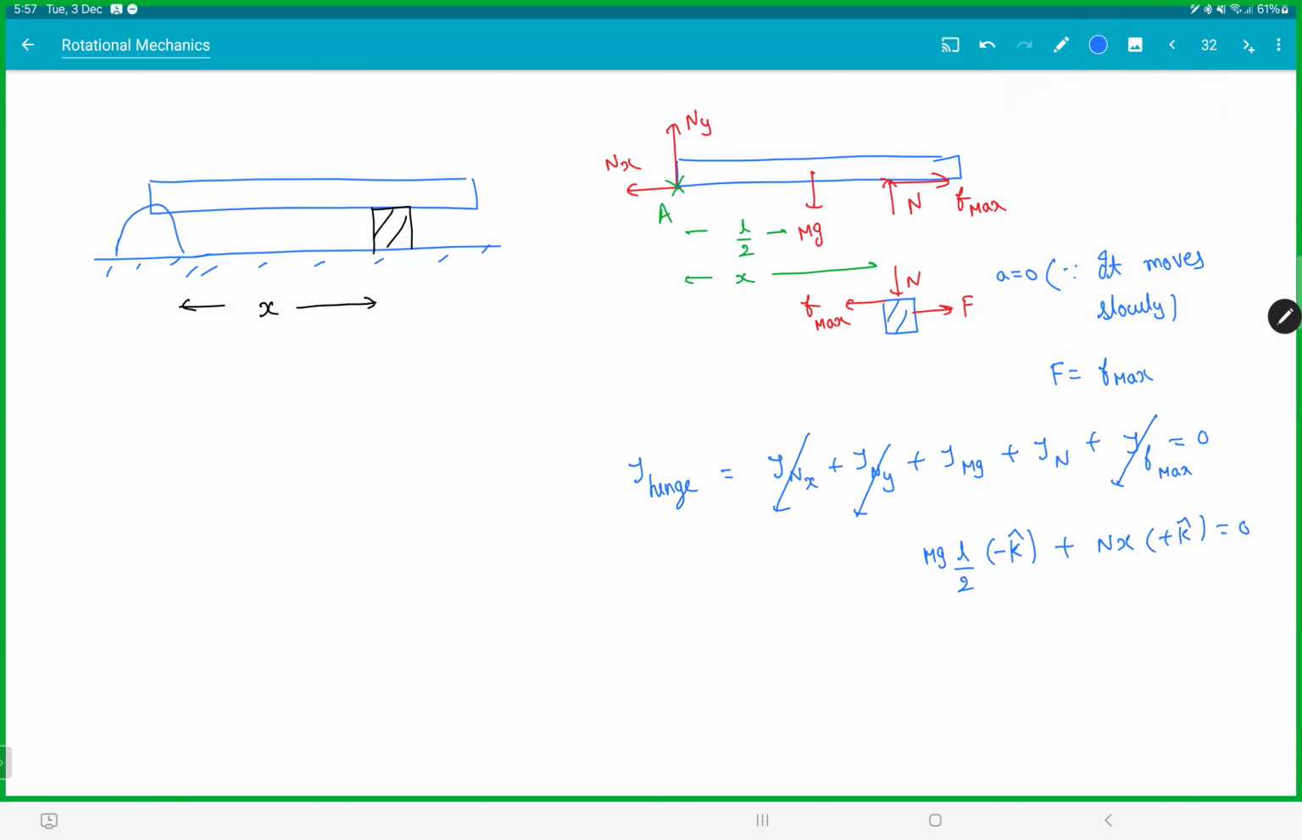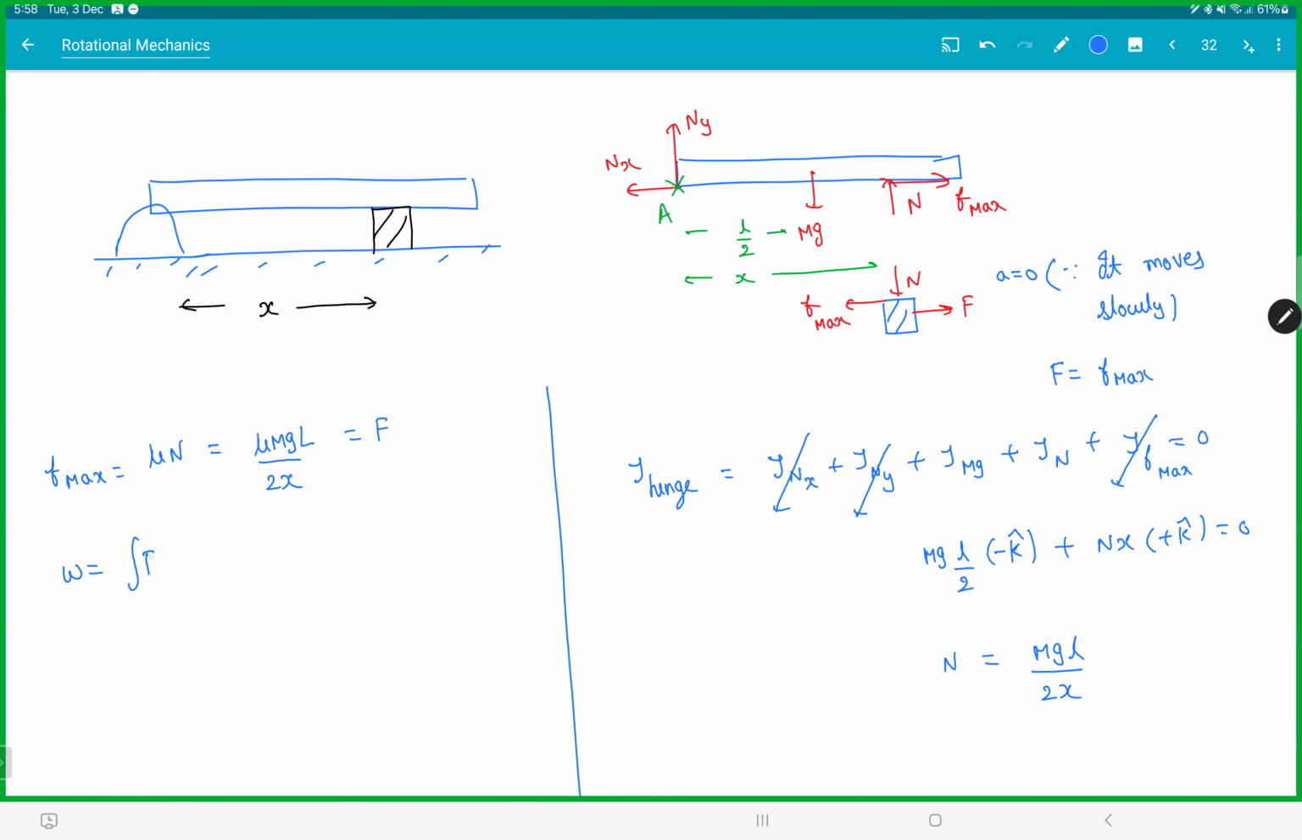So the normal reaction is not constant. N is Mg L by 2x. The more you pull the block outside, the lesser the normal reaction. So N is changing as a function of 1 by x. Once you got this, you are done. F max will be mu into N, which is mu mgL by 2x. This is nothing but the external force F.